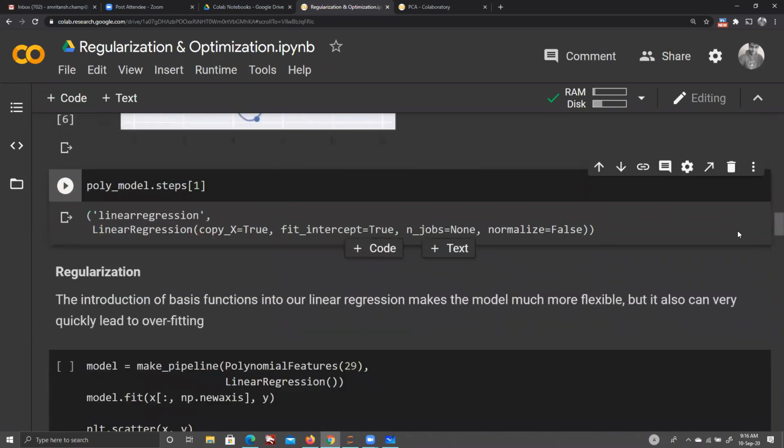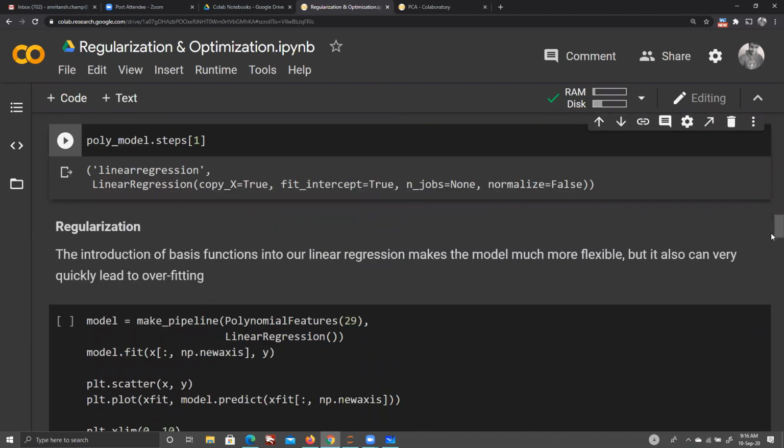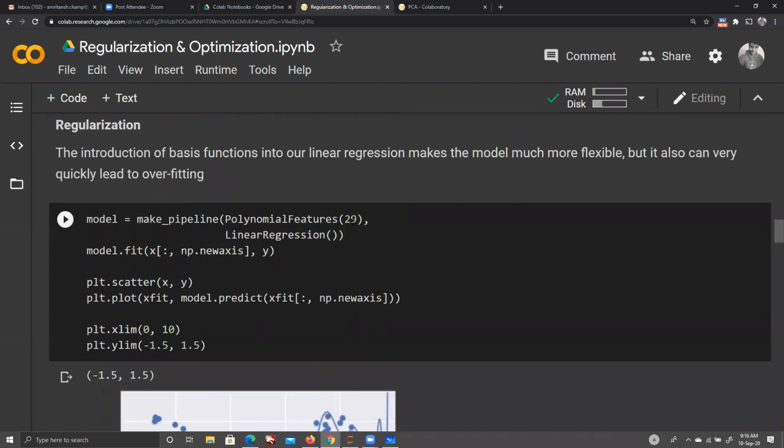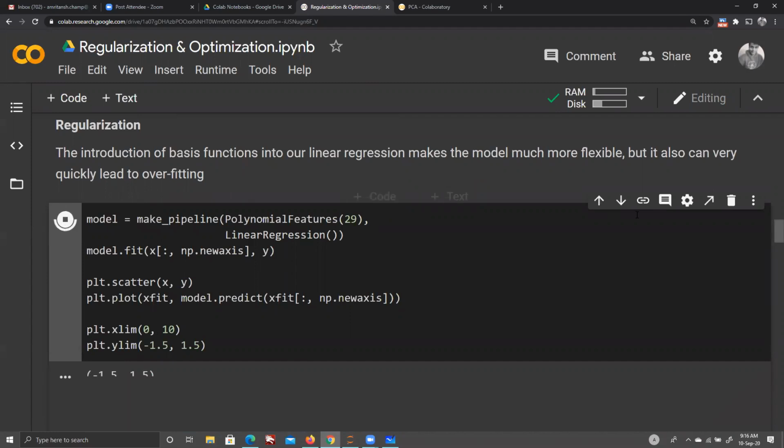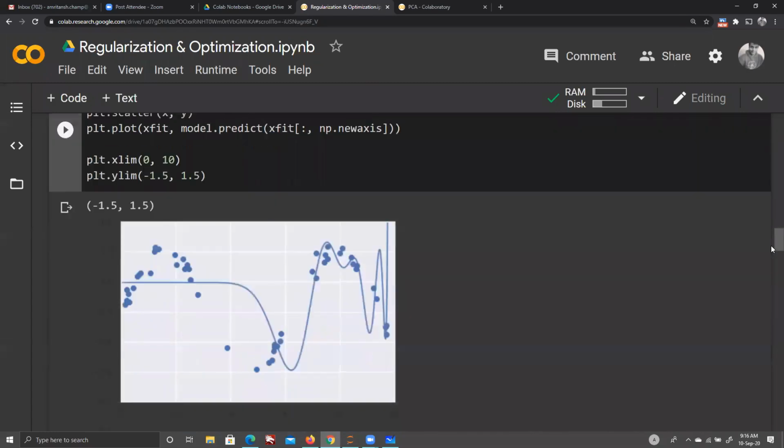Okay, so let's say this is the linear regression. What if I take a power of 29? What is to stop me here? What will the problem look like? In some areas it is not fitting at all, and in some areas it is overcompensating. Can you see that?